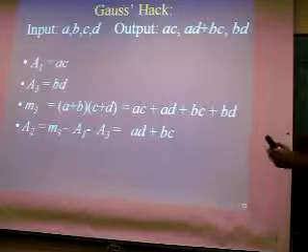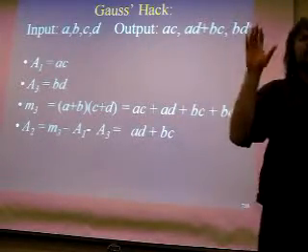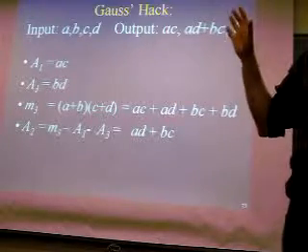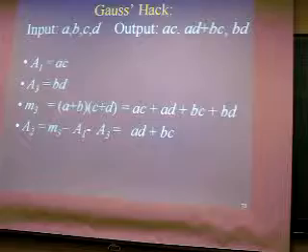Now, if you're panicking about this, this is weird little math and you're never going to see it again. It's just, you know, it's an example.